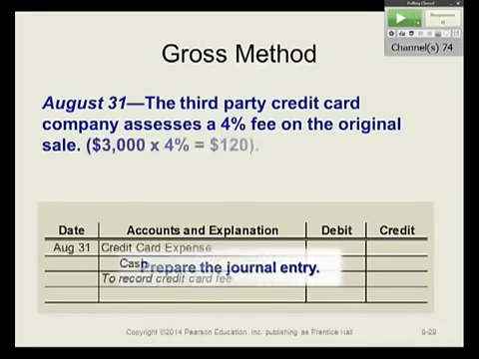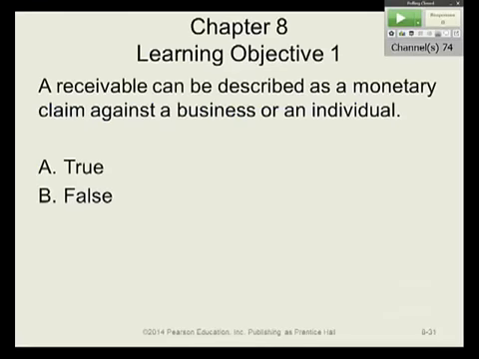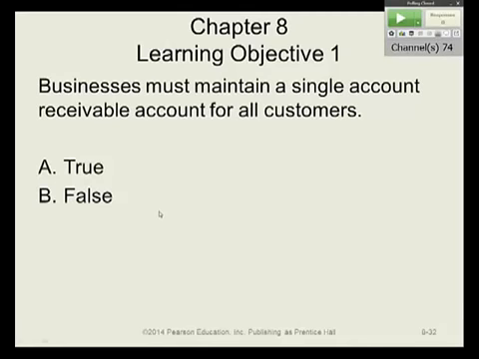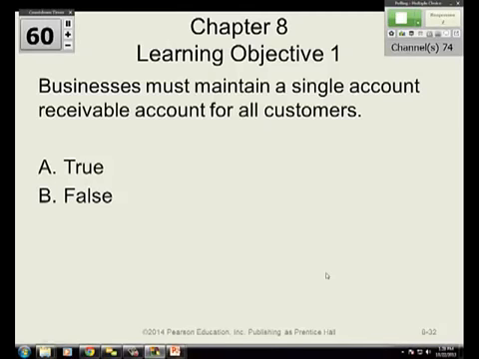Okay. All right. So just a couple for you now. The first one, I'm going to do this one, of course. This answer is true. This is just a definition. Don't forget we're on 74 now. If you look up here, the answer is true there. Okay, let's do the next one. The next question says businesses must maintain a single accounts receivable account for all customers. So let's say channel 74.